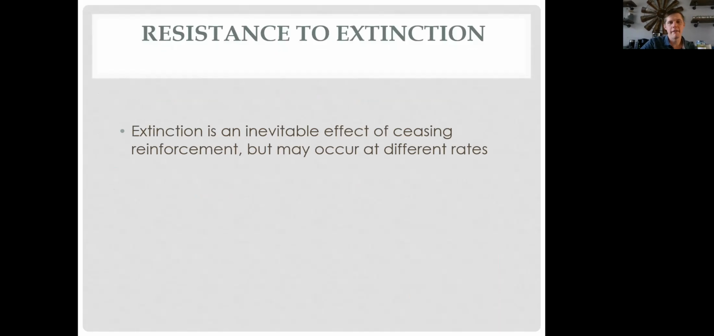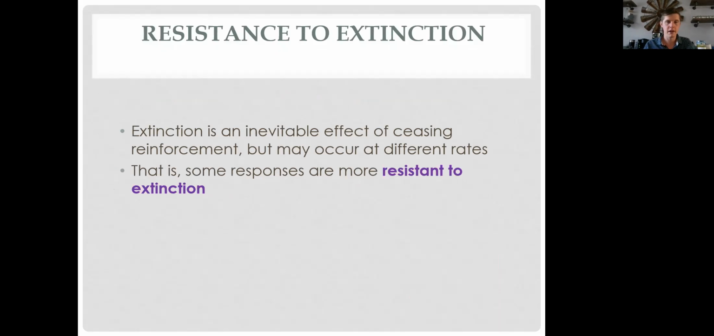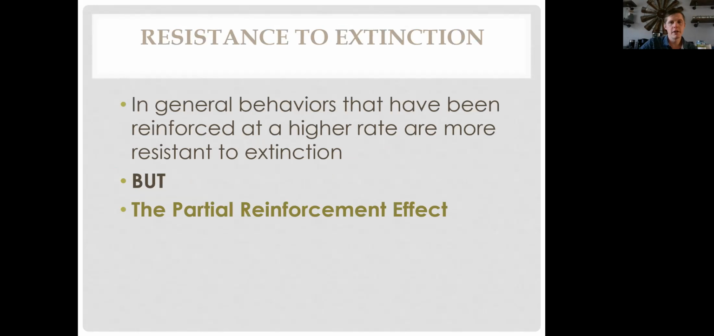So extinction is an inevitable effect of ceasing reinforcement, but it can occur at very different rates. So if you stop reinforcing a behavior, it will decrease no matter what, but how quickly it decreases will depend on the way that you've trained it and the conditions under which that behavior was being reinforced. So that is, some responses are more resistant or resilient to extinction. So in general, behaviors that have a long history of reinforcement tend to be more resistant to extinction.